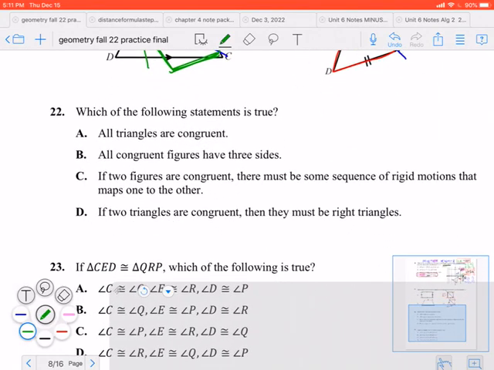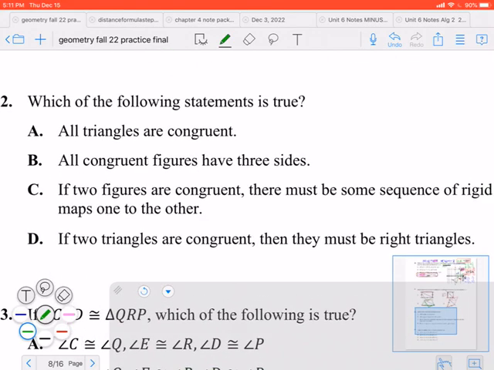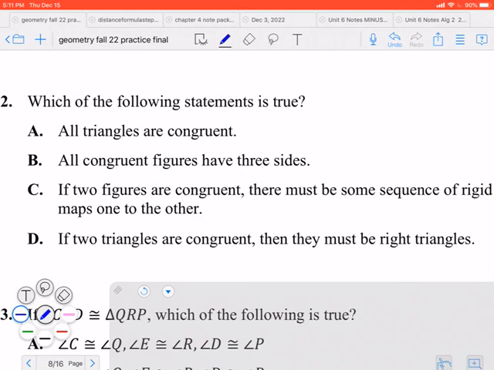Which of the following statements is true? All triangles are congruent. That seems silly. Congruent means the same exact shape, totally equal in every way. So here's a right triangle, and here's an equilateral. They're not congruent at all. So why would all triangles be congruent? You can draw a lot of different types of looking triangles that are not congruent. So that one's a no.